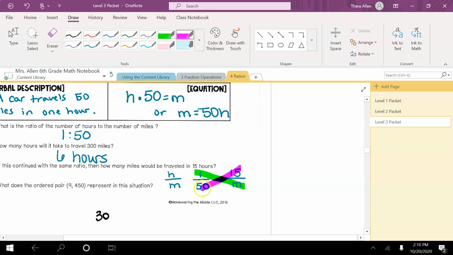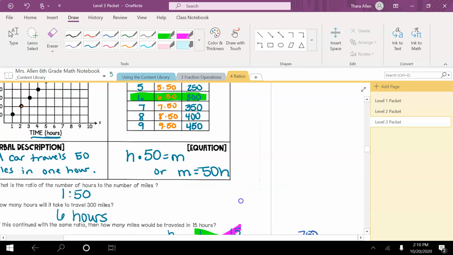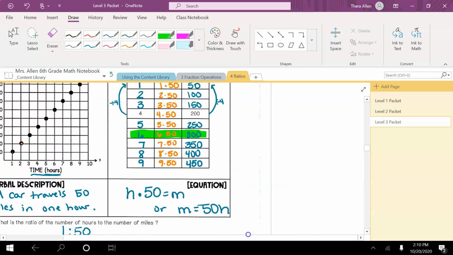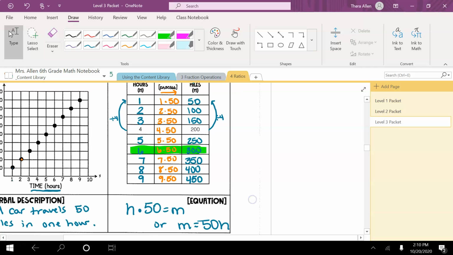And then I say 50 times 15. Okay, and 50 times 15 is 750. I could also look up here and I could say, okay, 15 miles. Well, I'm going to look right here at this part of my table.